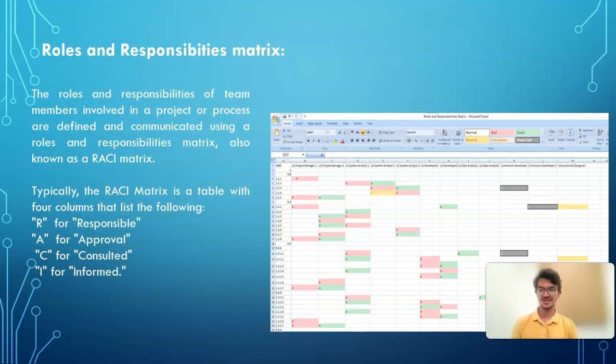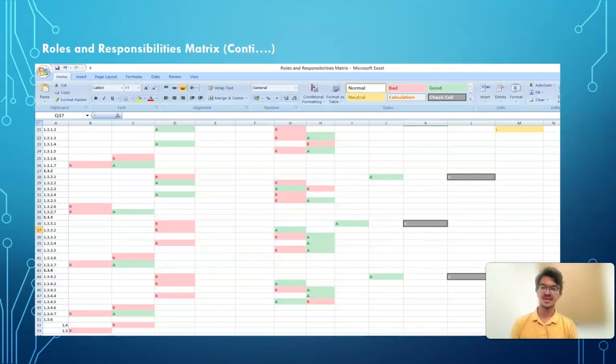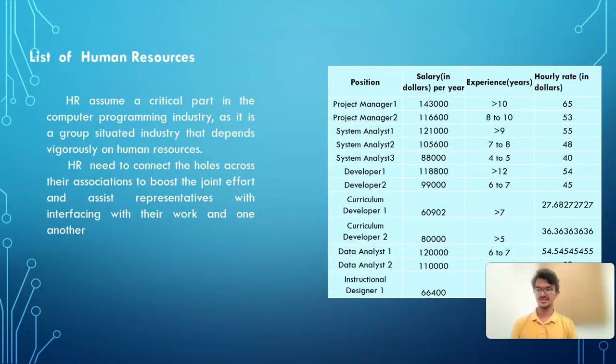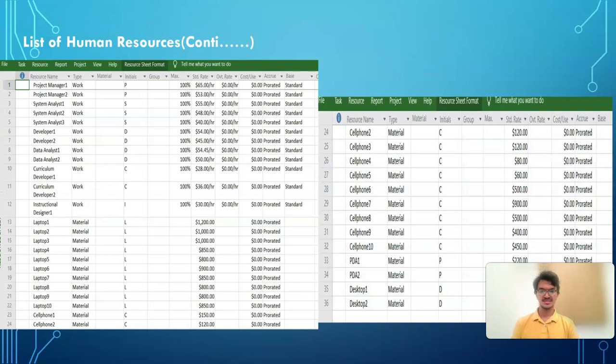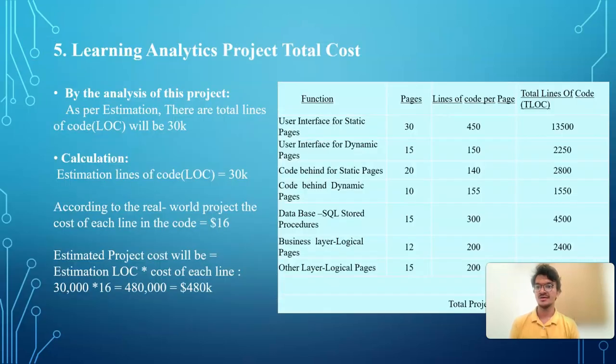Now, here is a roles and responsibility matrix for the project we have done. It is also called a RACI matrix: R being for responsible, A for approval, C for consulted, and I for informed. And this is the whole matrix, and here is a list of the human resources which we have taken for the development of this project. We have taken some extras which are necessary here: data analysts, instructional designers, and curriculum developers. And you can see their resources and their actual cost here, which we'll see in the next slides.